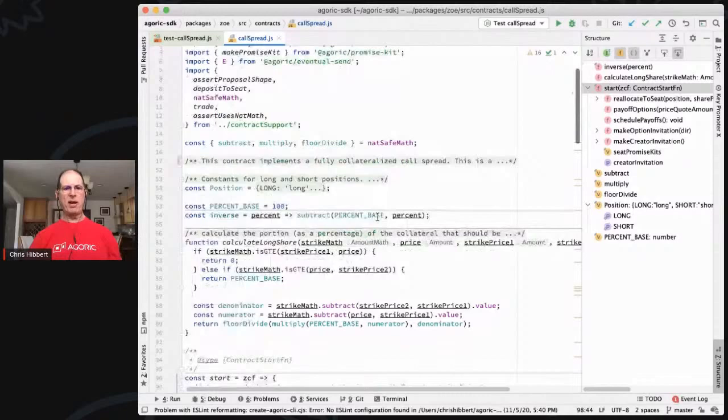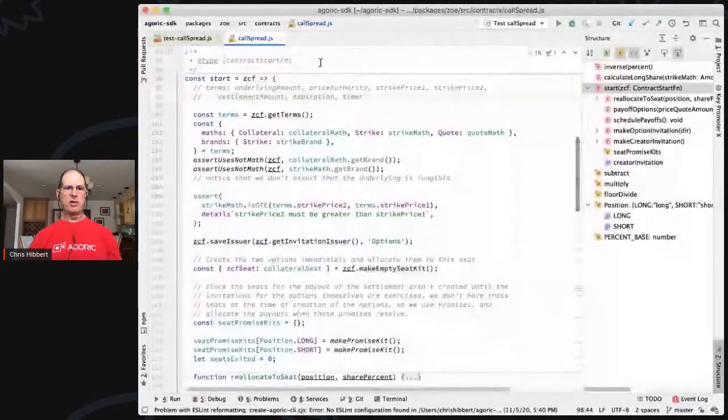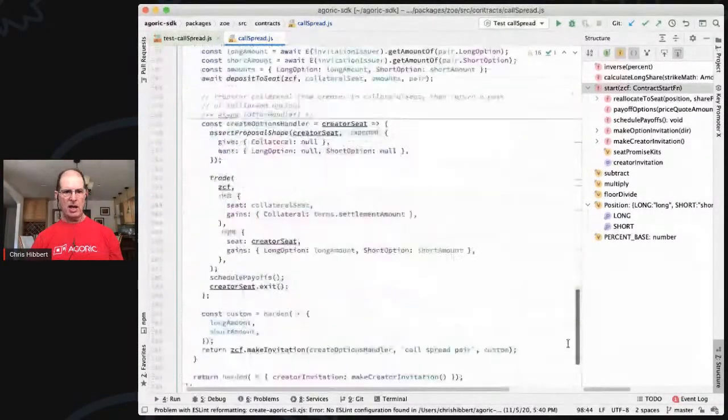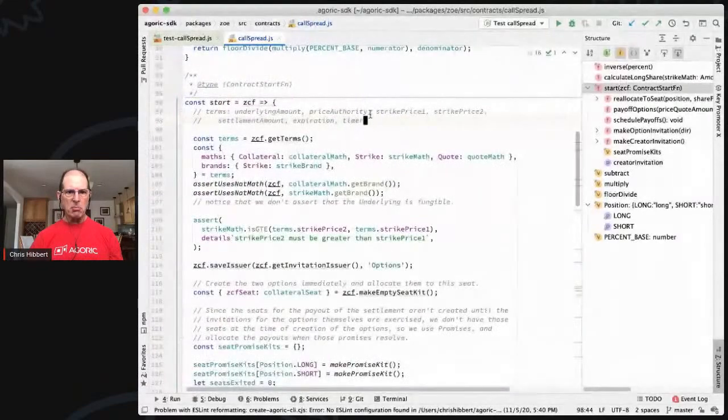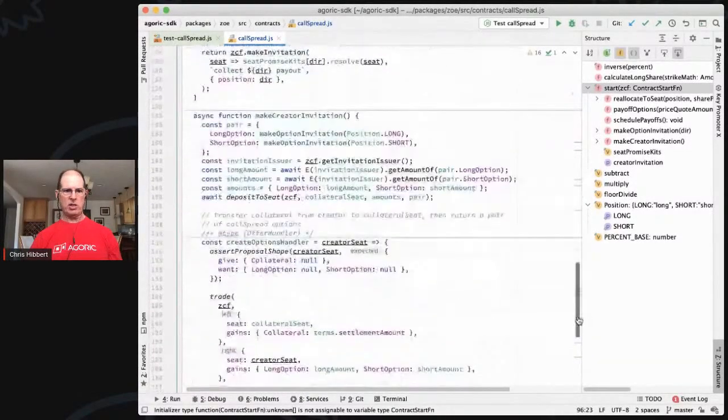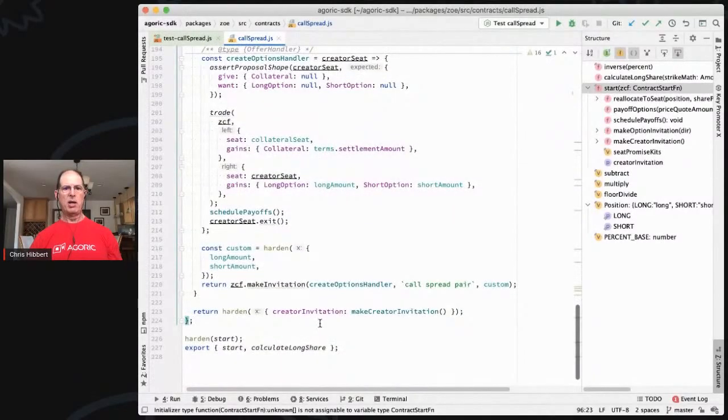the shape of every Zoe contract: there's a start function which takes the Zoe contract facet and does a bunch of things, and then at the end, my cursor is here, which means that the blue highlight shows that function. That function ends by returning a creator invitation. There's a couple of things that are returned conventionally. This contract only needs to return one of them. That's the invitation to the creator who's going to fund the entire contract.